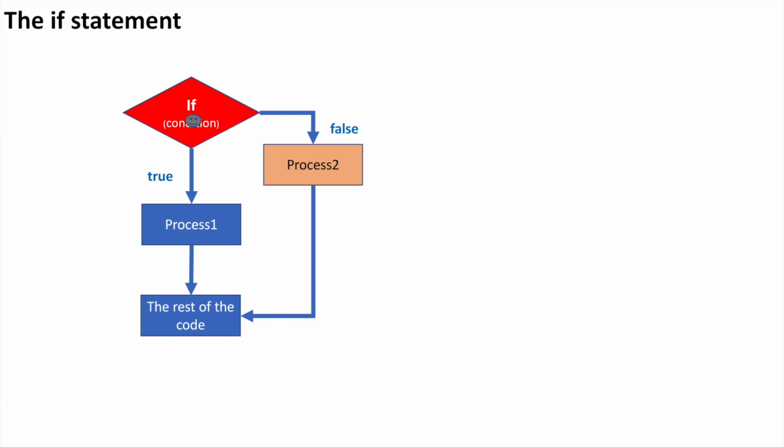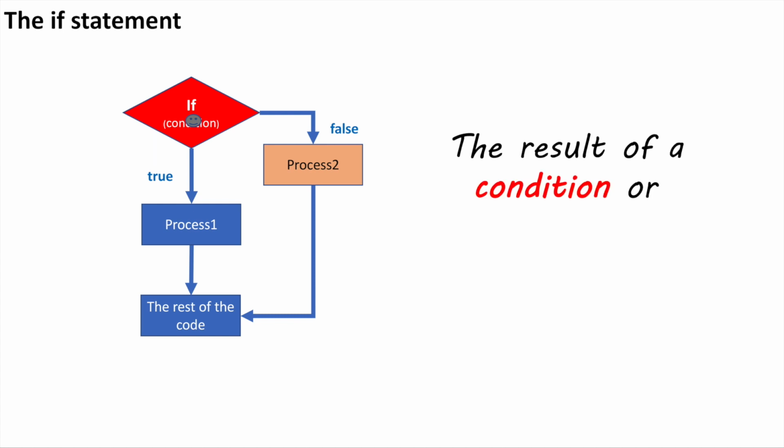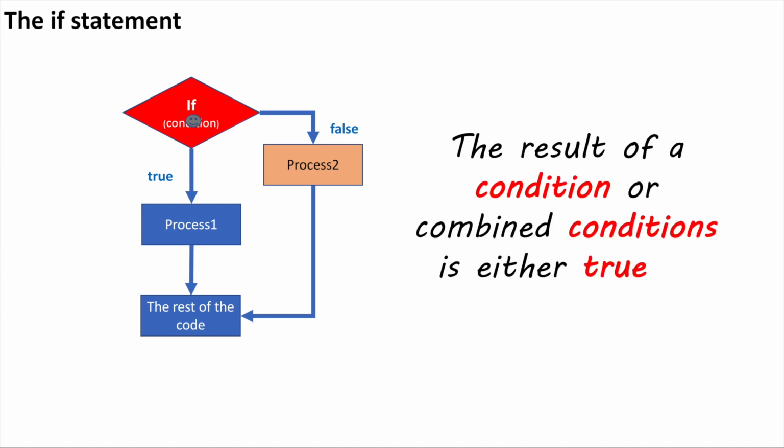Welcome to this video. We'll talk about conditions and the if statement in particular. When we have a condition saying if something happened, then do this. If it didn't happen, do something else. And sometimes we have a combination of conditions, not only one condition but multiple conditions. The result of a condition or a combination of conditions is always true or false. There are no other options. Either it's true or it is false.